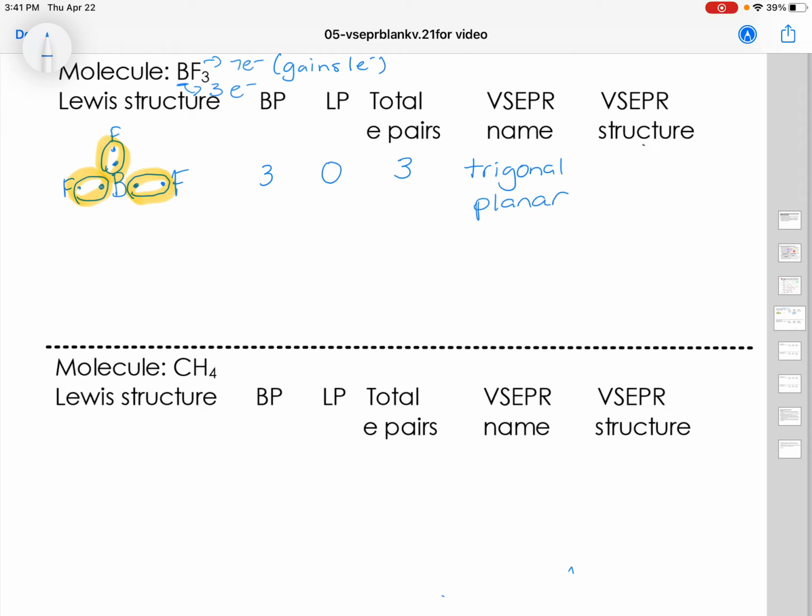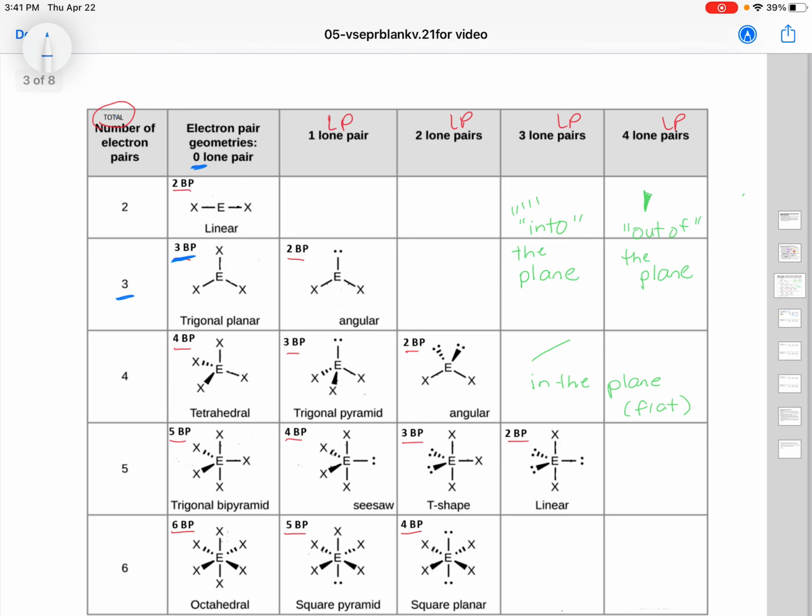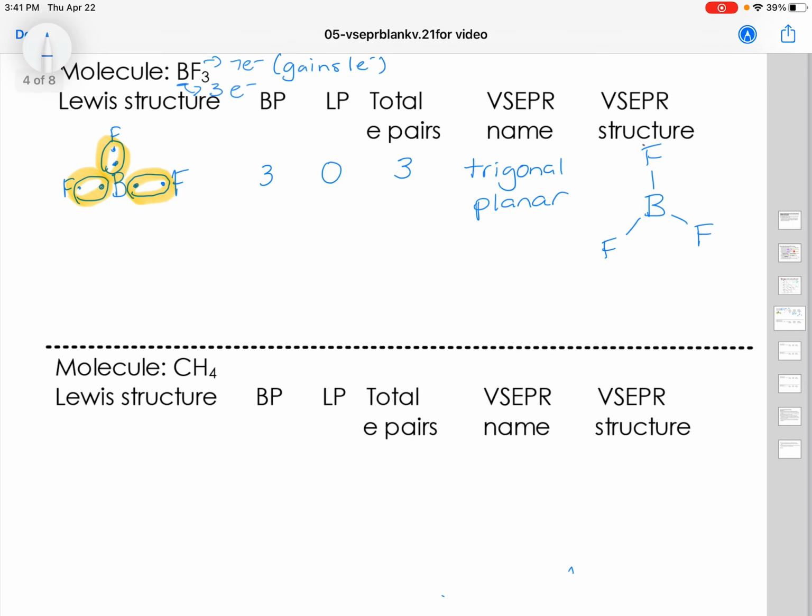And then when you draw the VSEPR structure, even though over in the Lewis, I kind of drew it almost like a cross but missing the bottom, that's not really how it looks in 3D. So you want to do your best and draw it like a peace sign, like it looks in this chart, okay? So that's why the chart is so useful. You just have to know how to use it.